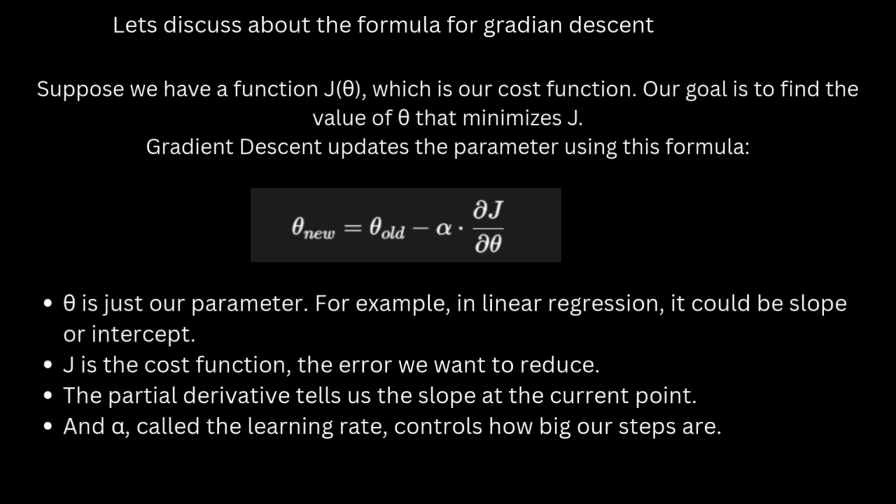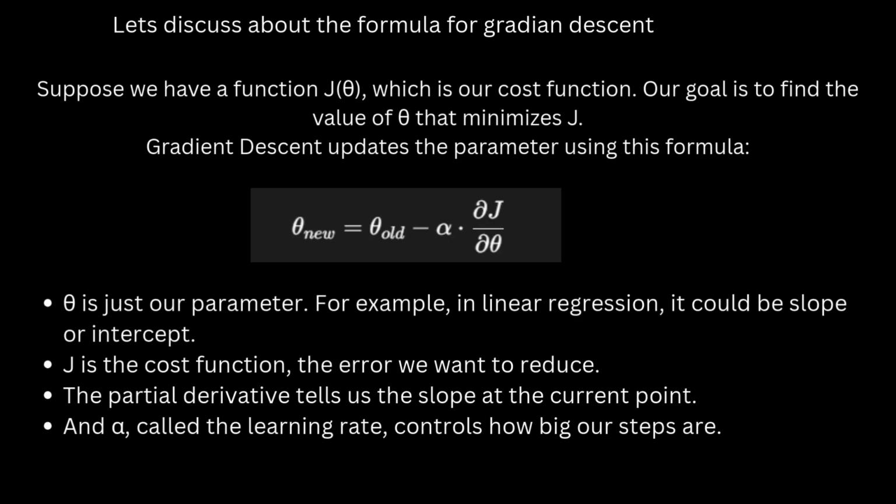Theta is our parameter. It can be slope or intercept. Here I took theta as the intercept, but you can also take the slope as a parameter and calculate it, though you have to make some changes in performing the calculations. J is the cost function, the error we want to reduce. The derivative tells us the slope at the current point. And one more important point is the learning rate.